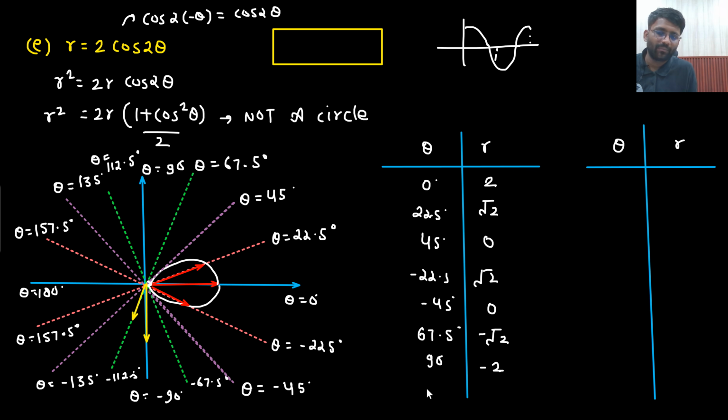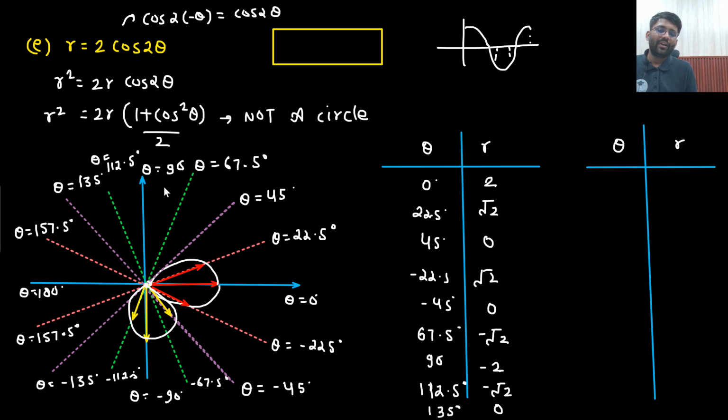Let's go ahead. Plus 112.5. What is the double of 112.5? That will be 225. What is the value at 225 degrees? That will be minus under root 2. That means at 225 degrees, you are supposed to go for under root 2, but in the negative direction. The value will be minus under root 2. And after that, 112.5 and then 135. 135 means 270. So at 270, at 135, the value will be 0. That means you will be making a lobe like this.